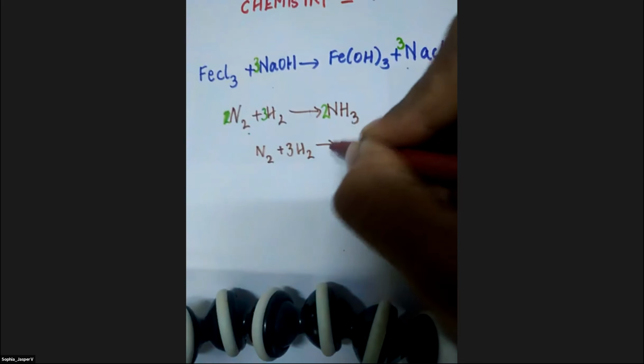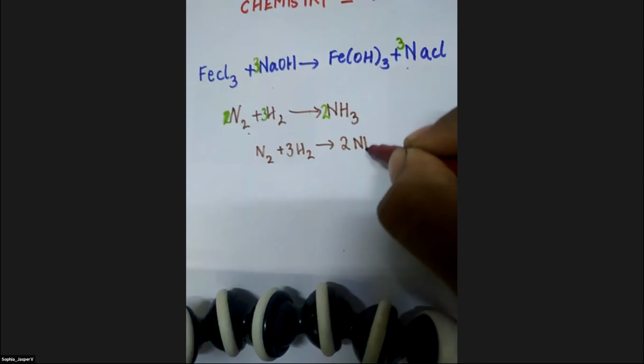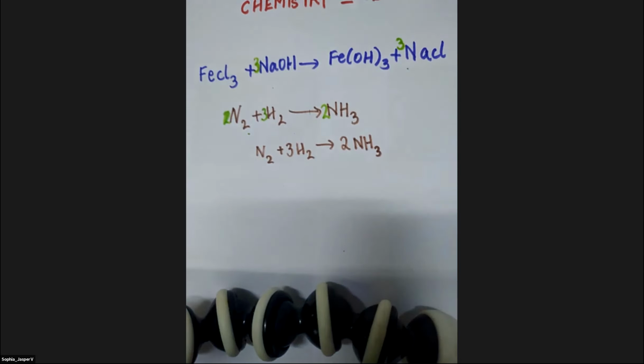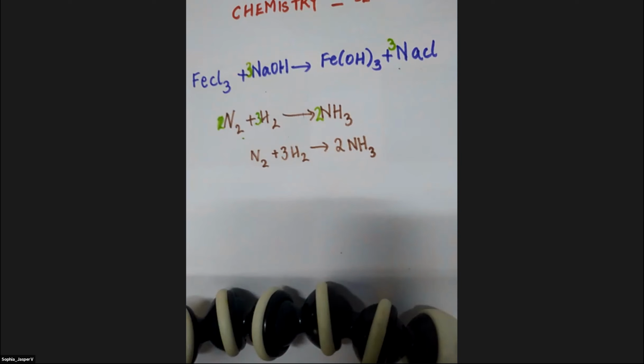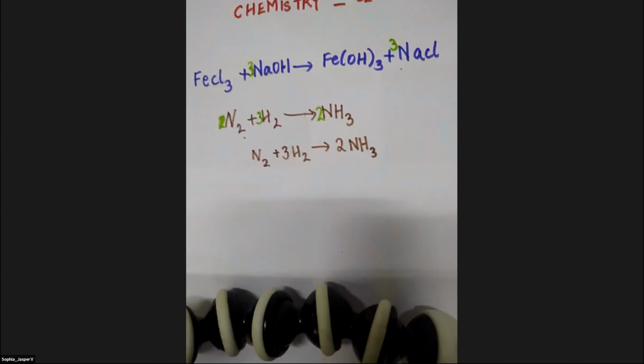So yes, nitrogen N2 plus 3H2 gives 2NH3. The final balanced chemical equation is N2 plus 3H2 gives 2NH3. Understood? Does anybody have any doubts? It's ammonia, right? Can we do one more example? Yes, sure, definitely. I will give you one more.